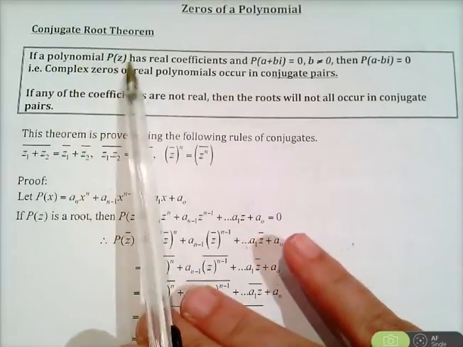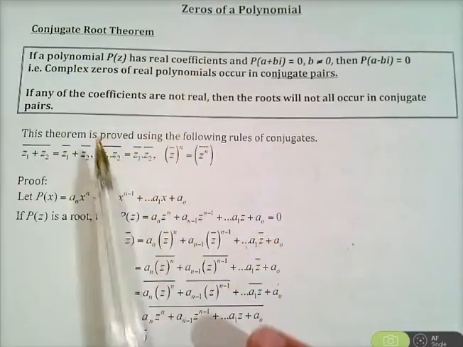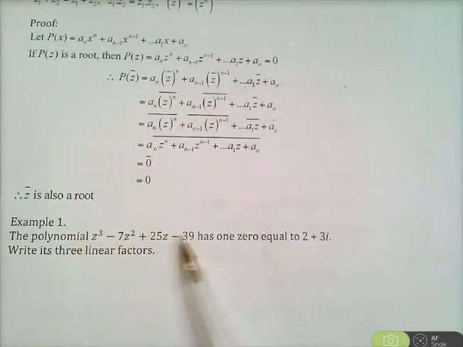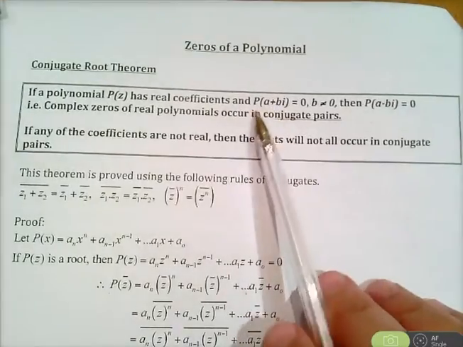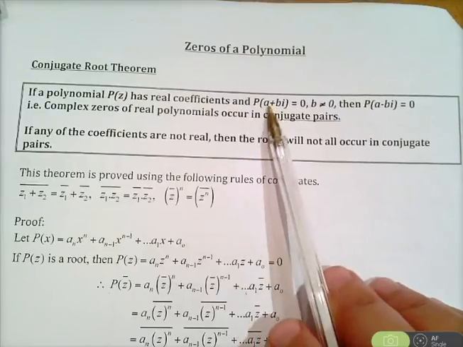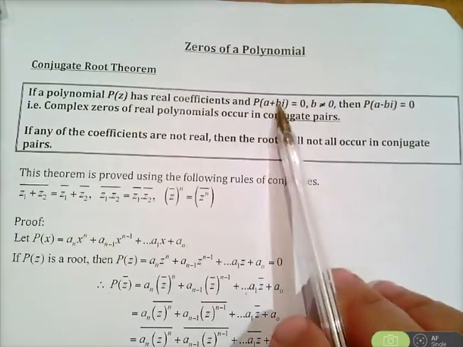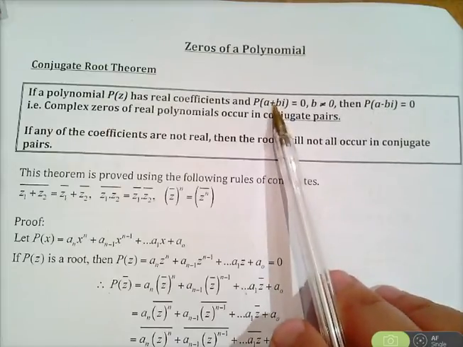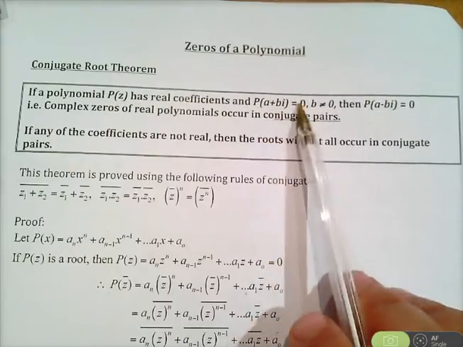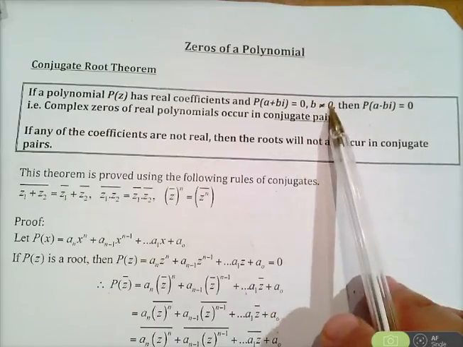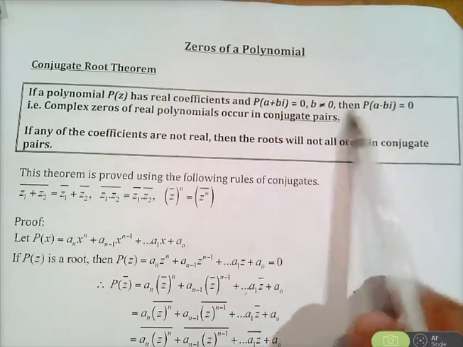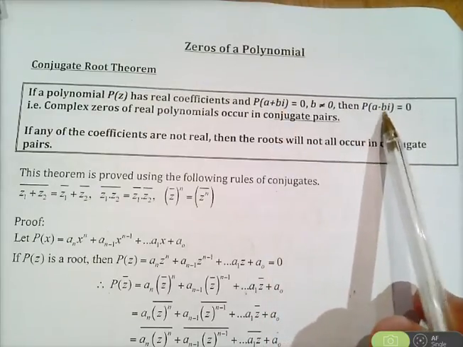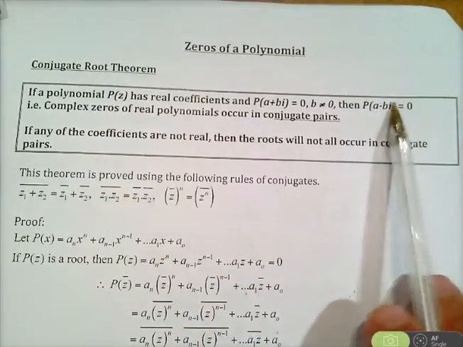a polynomial in z has real coefficients, so for example this polynomial here has real coefficients, the coefficients of the z's are all real numbers, and if you substitute a plus bi, which is a complex number, if that is one of the roots, if you substitute that in and you get 0, where b does not equal 0, in other words, it has to be a complex number because it has an i component, then if you substitute a minus bi into the polynomial, then you'll also get 0.